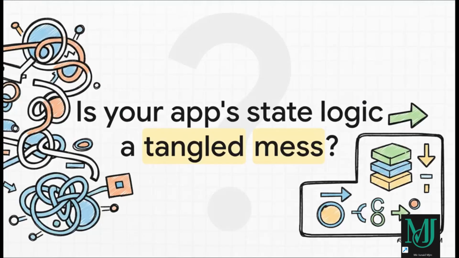Come on, we've all been there. You've got this one component with like five different pieces of state, and they all update each other in really complex ways. Trying to keep that logic straight can be a total nightmare. It leads to bugs, headaches. There's just got to be a better way, right?